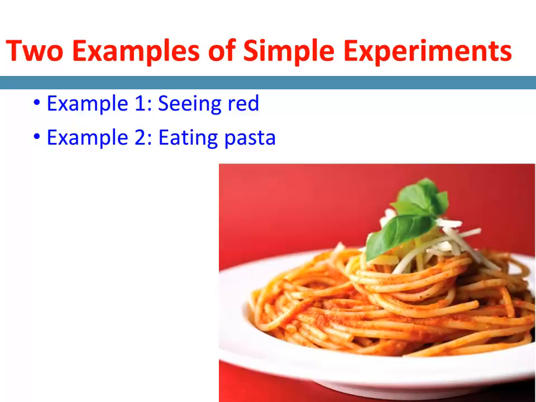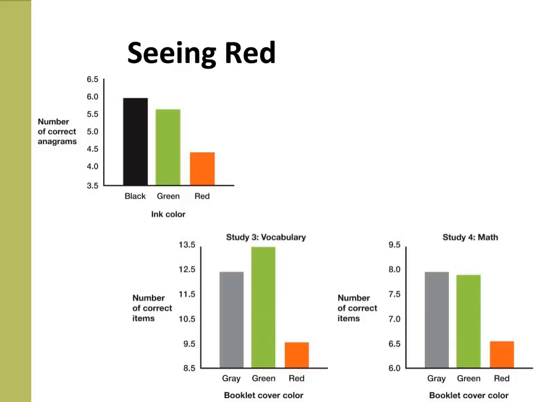The first experiment we're going to discuss is the seeing red study. The second experiment is going to be the eating pasta study. And so again, we're going to refer back to these two examples as we talk about each concept in this chapter. Let's start with the seeing red study.